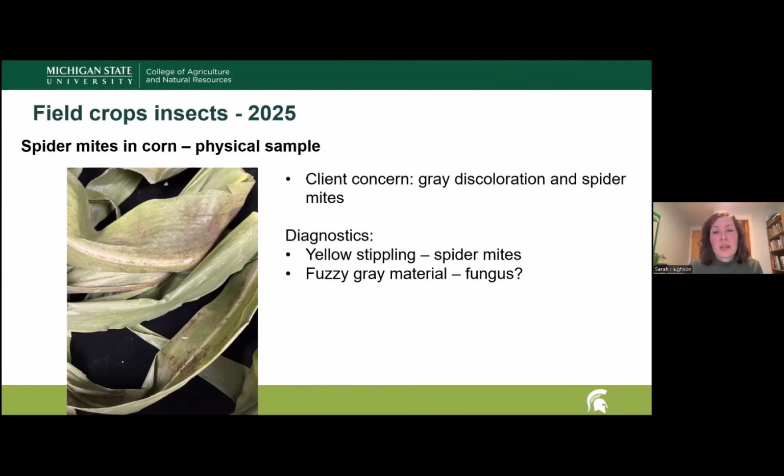And this one was actually on sweet corn. It was not on field corn, but it's kind of a similar situation. So in this case, the client was concerned about the gray discoloration on these leaves, and they also saw some spider mites on the leaves.